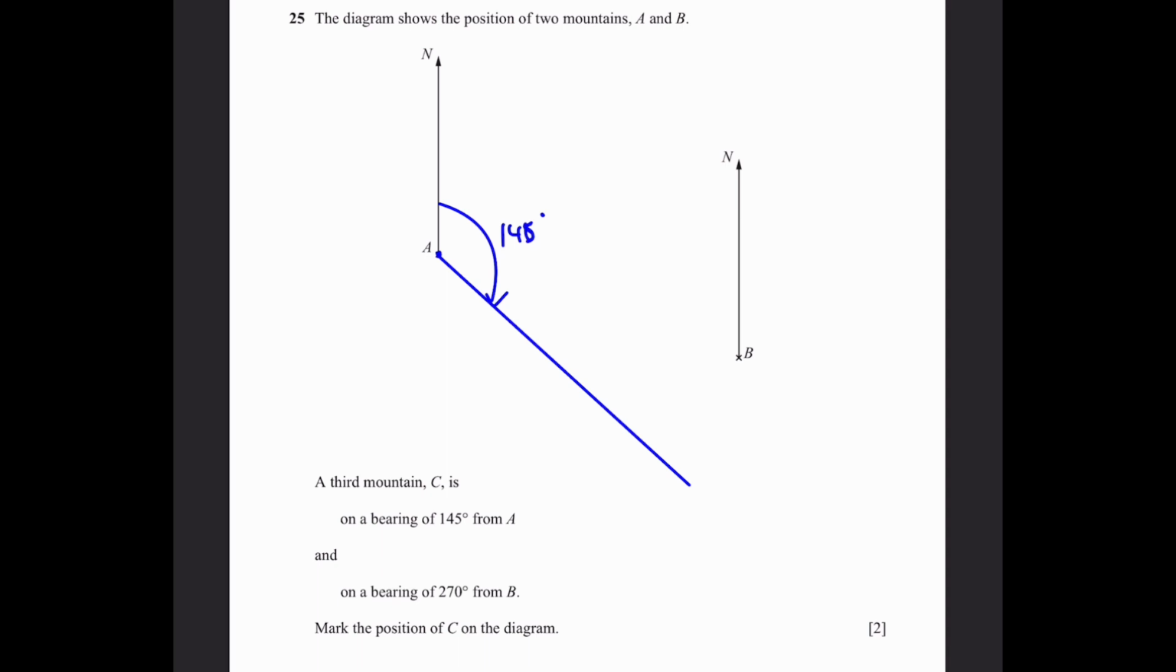Now for B, we can take it like this. 270 degrees is 3 multiplied by 90 degrees, so it will be 3/4, like that. And the line will be like this. By the way, I'll write the 270 degrees here. Now, where do these two lines or bearings intersect? At this point over here, which I've just marked. This point is actually the mountain C.